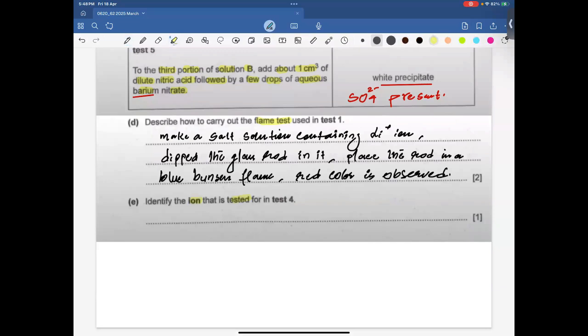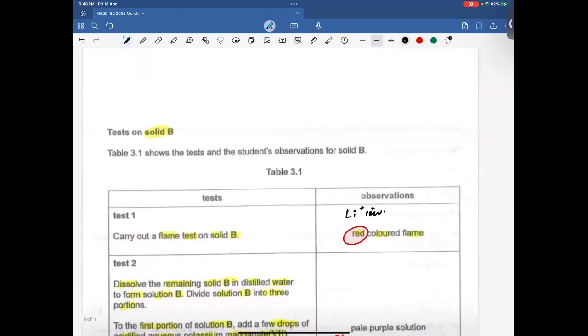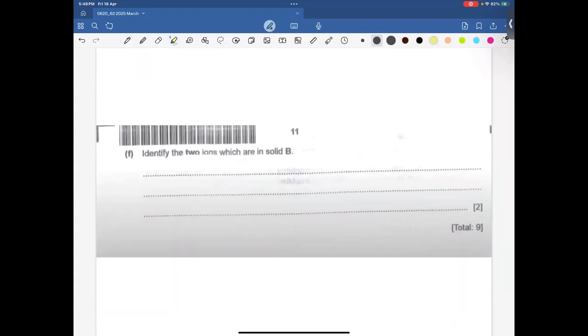Identify the ion that is tested for in test 4: ammonium ions. Oops. Identify the two ions which are in the solid: lithium ion and sulfate ion.